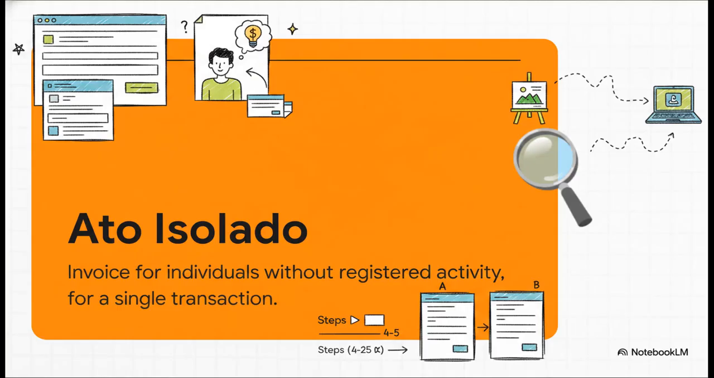Moving on to Section 4, How to Issue Isolated Acts. We're going to take a really quick detour here for any viewers who might be doing a bit of billing, but maybe you aren't officially registered as an independent worker. This brings us to an auto isolado, which literally translates to an isolated act. It's this special, unique type of invoice or receipt designed specifically for individuals who do not have a registered, ongoing business activity. So, say you just did one random consulting gig, or maybe you sold a single piece of artwork, but you aren't a registered freelancer. This feature is built exactly for you. And the best part? The form looks almost identical to the regular invoice form you just learned about.